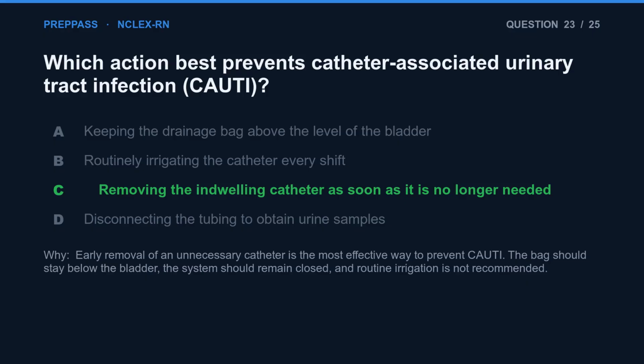The correct answer is C. Early removal of an unnecessary catheter is the most effective way to prevent CAUTI. The bag should stay below the bladder, the system should remain closed, and routine irrigation is not recommended.